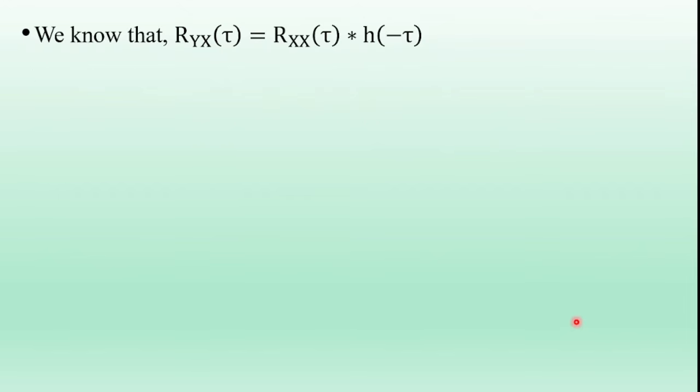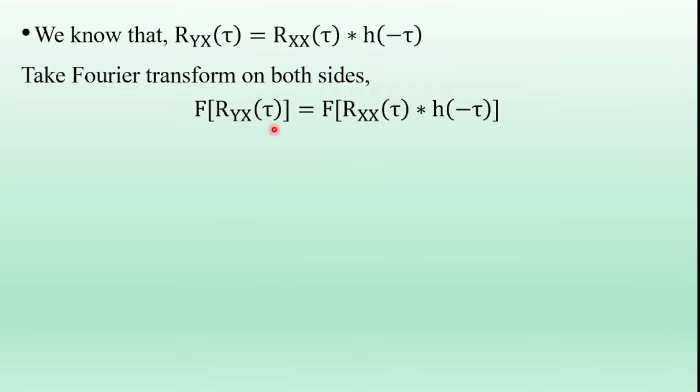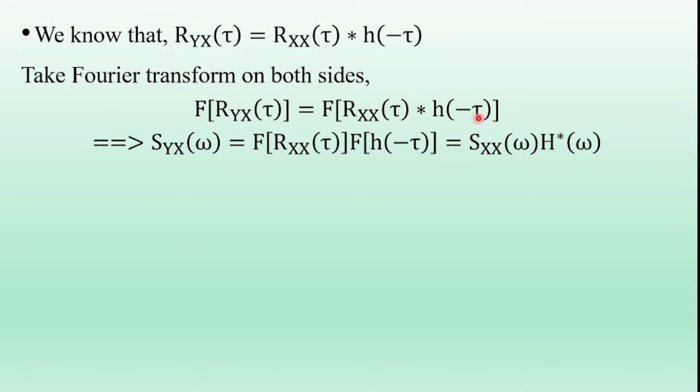We know that Ryx of tau is equal to Rxx of tau convolution h of minus tau. This expression is already derived in my previous video. So directly consider the cross correlation function of the random process y of t, x of t, input and output, Ryx of tau is equal to Rxx of tau convolution h of minus tau. Similarly, here also taking the Fourier transform on both sides, on the RHS side applying the time convolution theorem property, we get the Fourier transform of LHS term is equal to Fourier transform of RHS term. Fourier transform of Ryx of tau is Syx of omega. So using the time convolution theorem, the Fourier transform of the RHS term is Sxx of omega into h conjugate of omega.